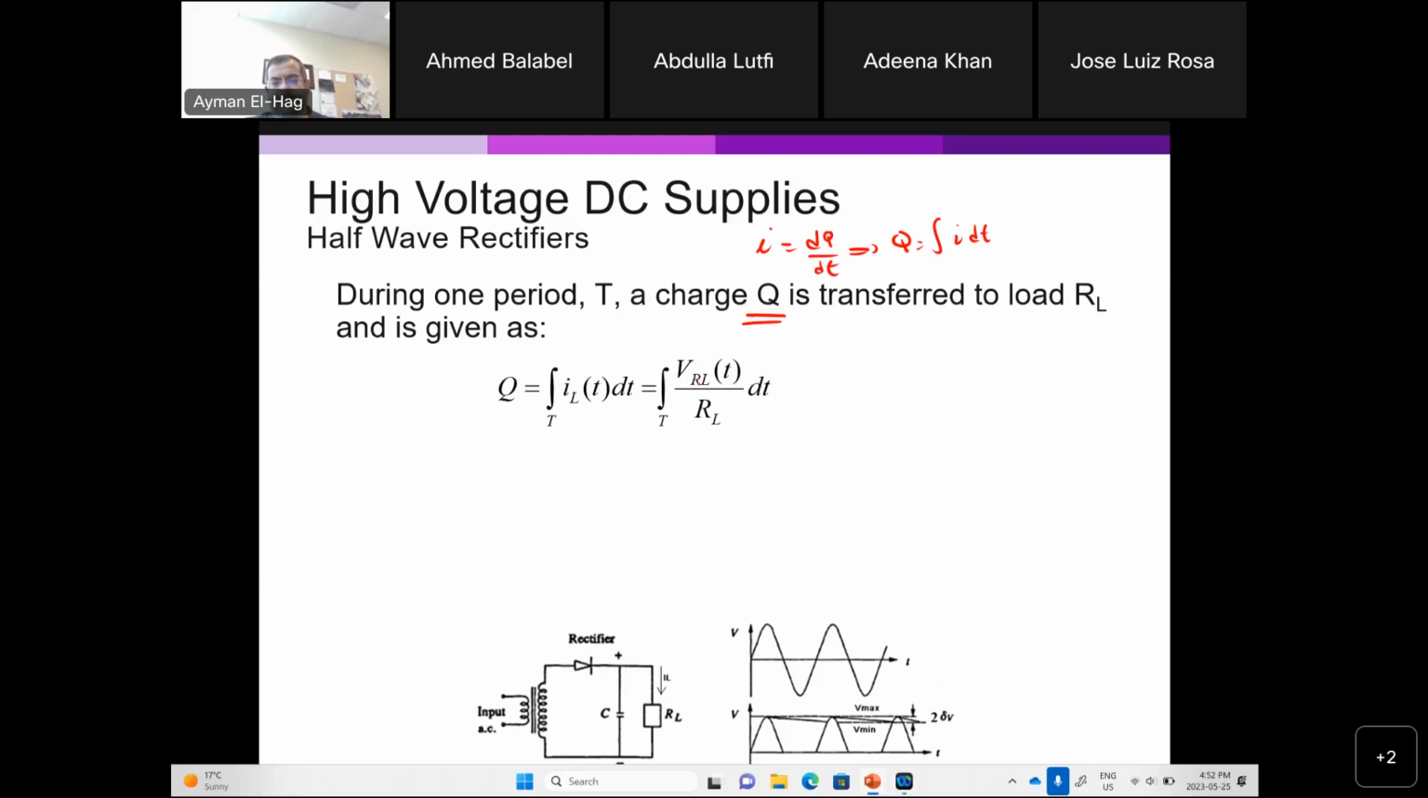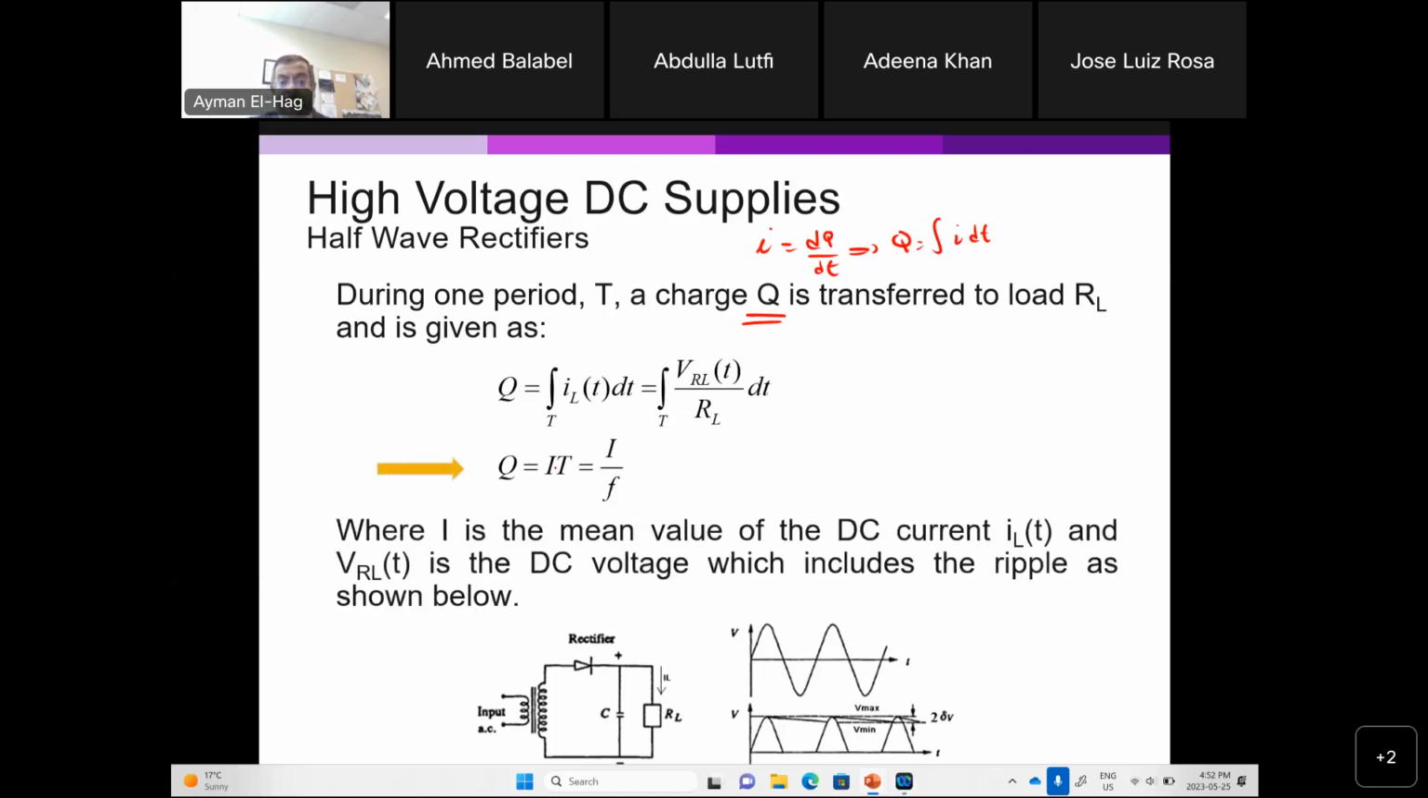The current is basically VR, the voltage at the load, divided by R, Ohm's law for I, and hence your Q is equal to I, the current, times T. T is the period, or 1/F. That is the amount of charge that you will have in your system. So your Q is equal to I divided by F.